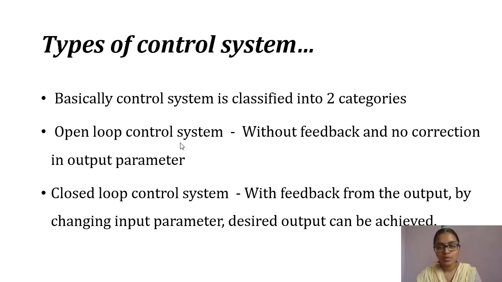Whereas in closed loop control system, a feedback is taken from the output and given to the input parameter. By changing an input parameter, the desired output can be achieved. So the loop will act as a feedback path. So that is called closed loop control system.